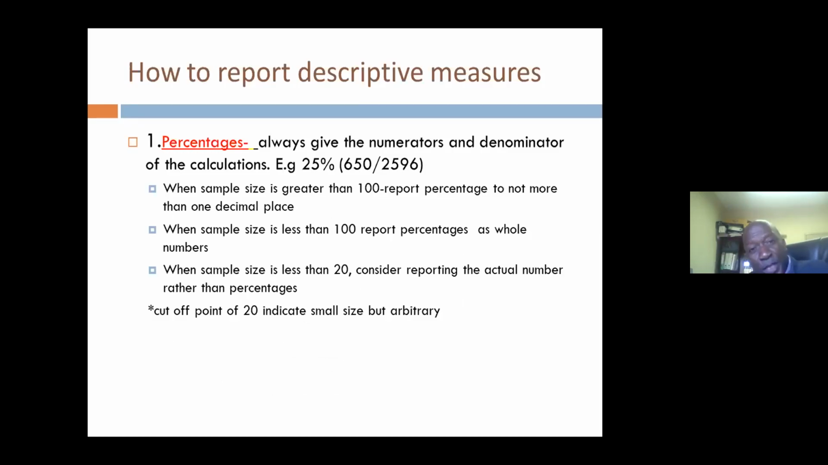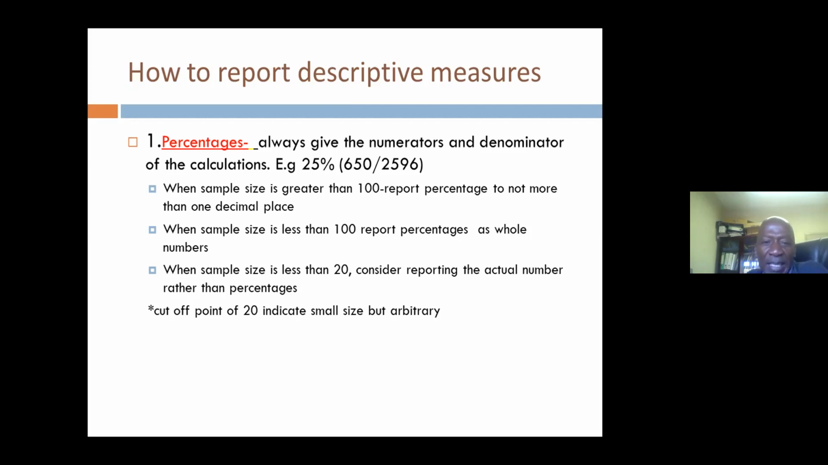So how do we report descriptive measures? Always give numerators and denominators. For example, when you are reporting that 25% of the observations were in a certain category, you need to see the denominator. So you report both the percentage and the counts in the data set: 650 over 2,596. So that's 25%. And when sample size is greater than 100, report the percentage to not more than one decimal place. This is just a guide.